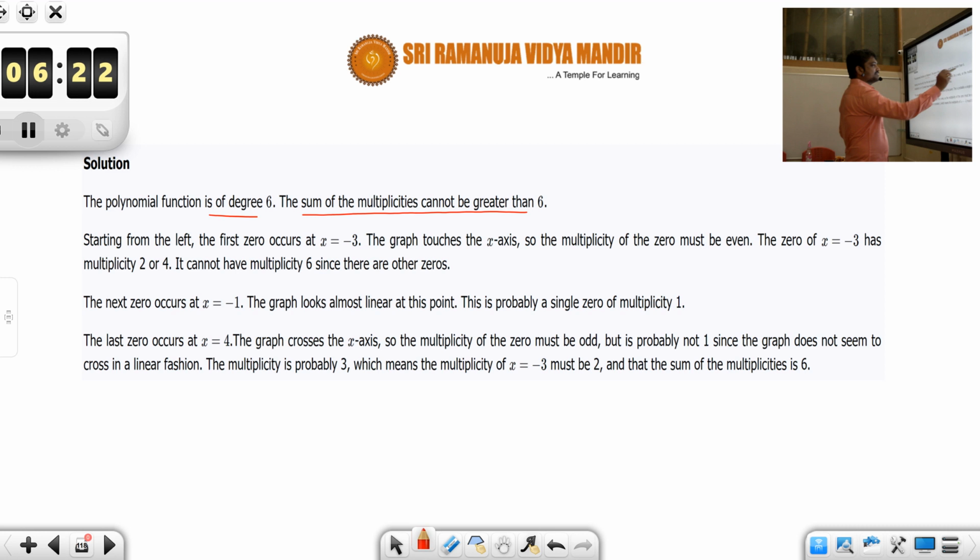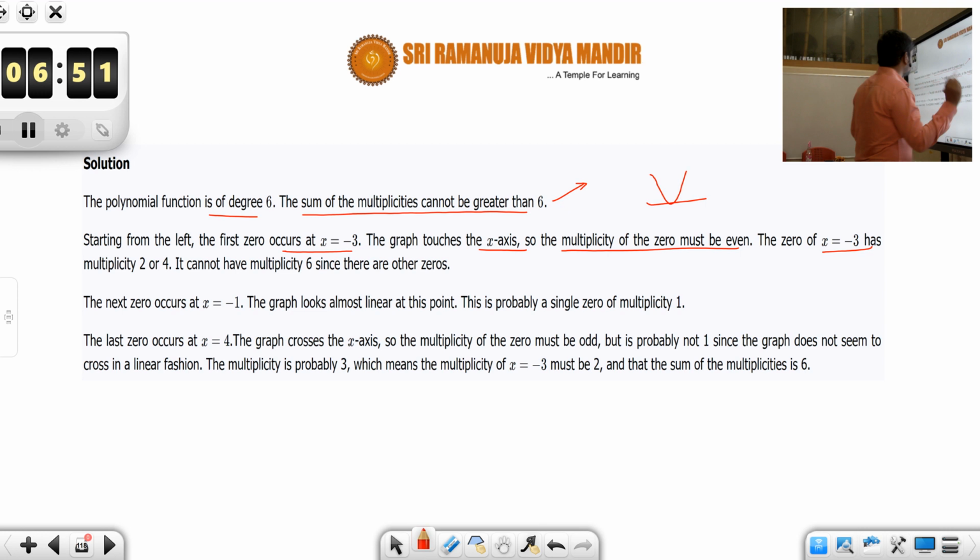Then starting from the left, the first 0 occurs at x equals -3, and the graph touches the x-axis. The graph is something like this, right? It is touching the x-axis and bouncing back. Whenever the graph bounces back, the multiplicity should be even. So the 0 at x equals -3 has multiplicity 2 or 4, because it cannot have multiplicity 6, because there are other zeros as well.